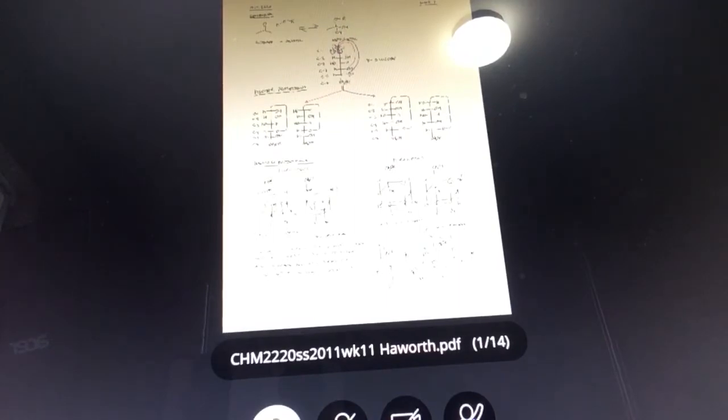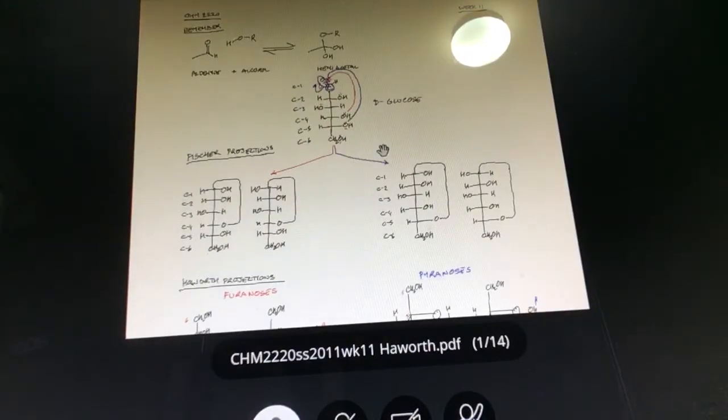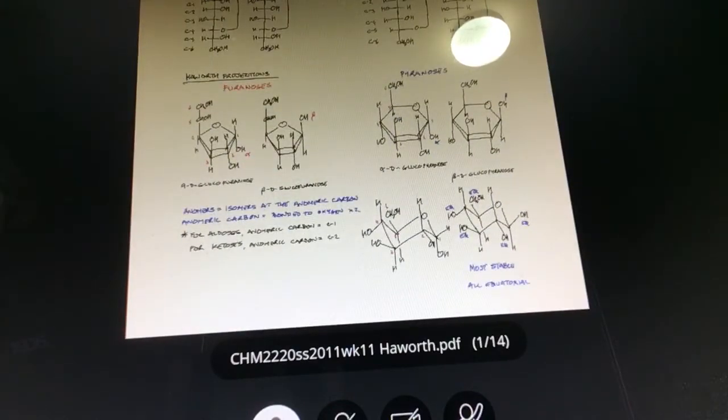Let's look at what we have. So, on the screen, we have the rundown of how to turn a Fisher projection into a loop, and then how to turn that loop into a chair. We just went through all of that.